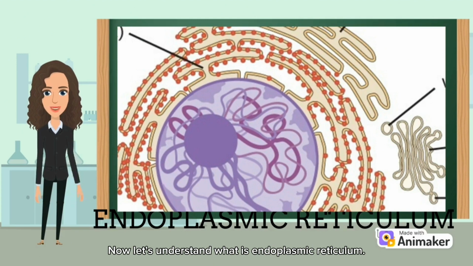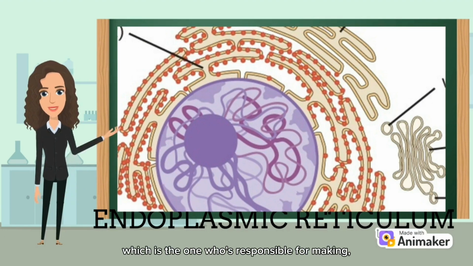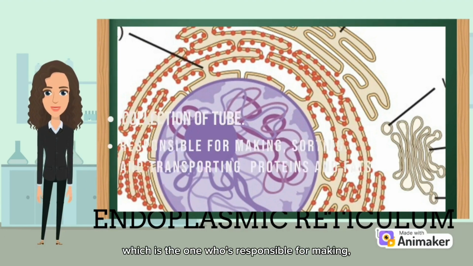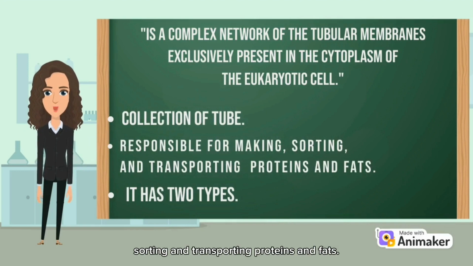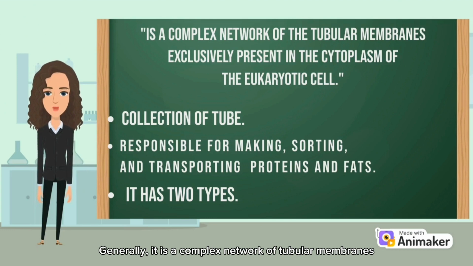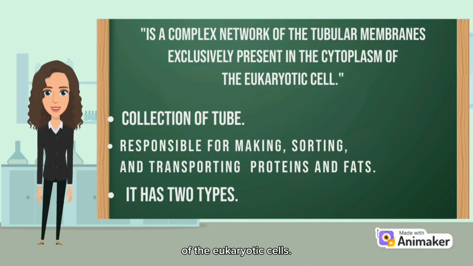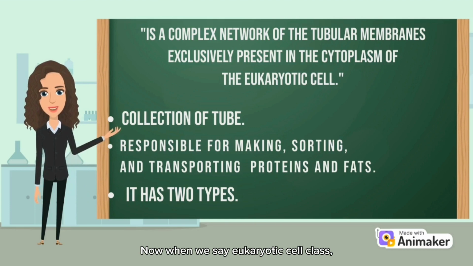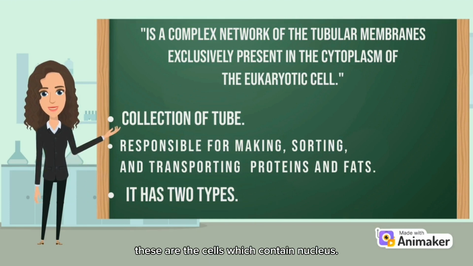Now let's understand what is endoplasmic reticulum. It is a collection of tubes, which is the one responsible for making, sorting, and transporting proteins and fats. Generally, it is a complex network of tubular membranes which is exclusively present in the cytoplasm of the eukaryotic cell. Now, when we say eukaryotic cell, class, these are the cells which contain a nucleus.